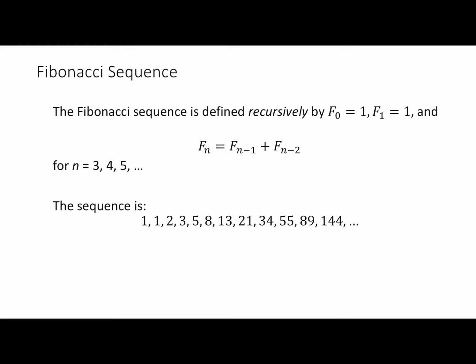So this is a recursively defined sequence. So it's defined based on previous terms. And in this case, we're going to start with F0 is 1 and F1 is 1. So the first two terms are going to be 1. And then every term after that is gotten by taking the previous terms and adding them together. So Fn is Fn minus 1 plus Fn minus 2.